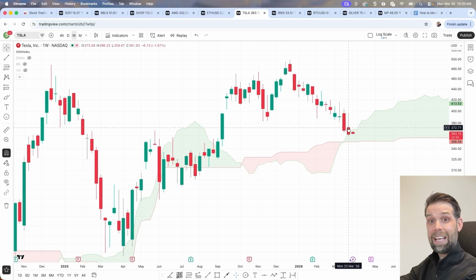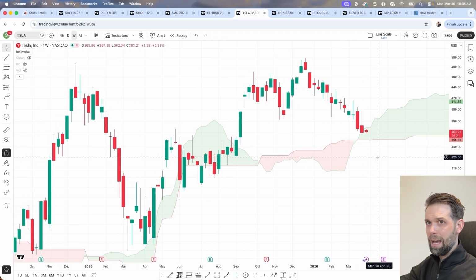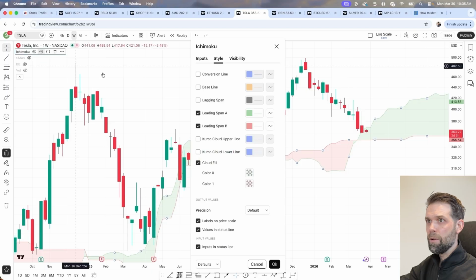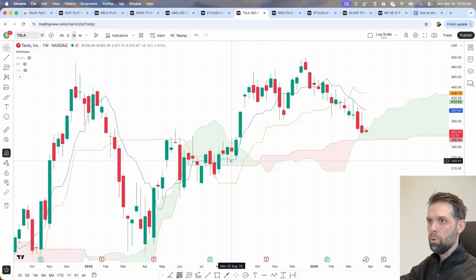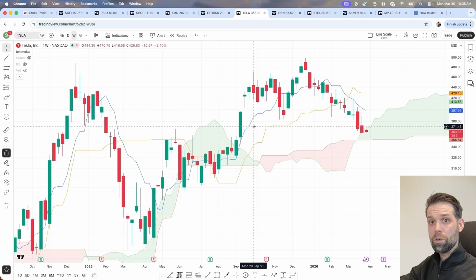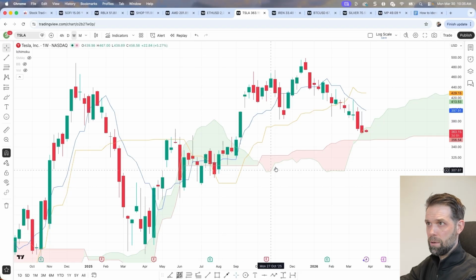So this could be a good potential area of support for Tesla. Now, there are also other indicators that we can add to the Ichimoku cloud. And the blue line is the conversion line, which is the short-term momentum line. And the orange line is the baseline. And these also act as support and resistance.